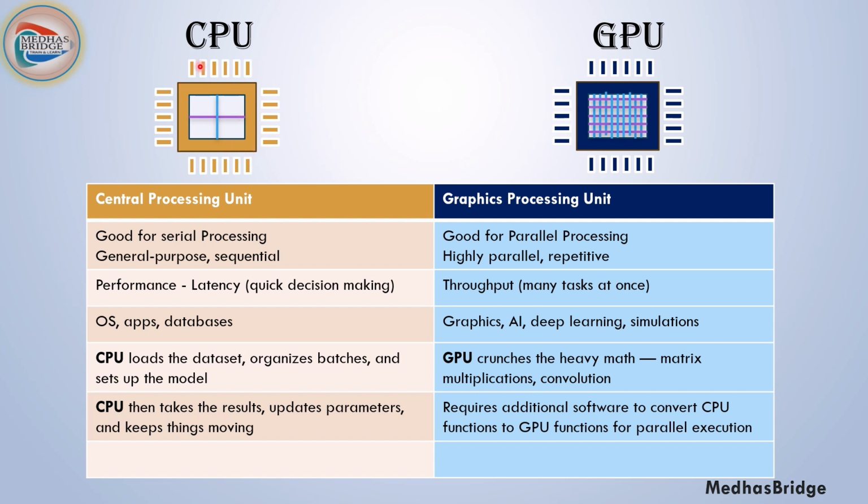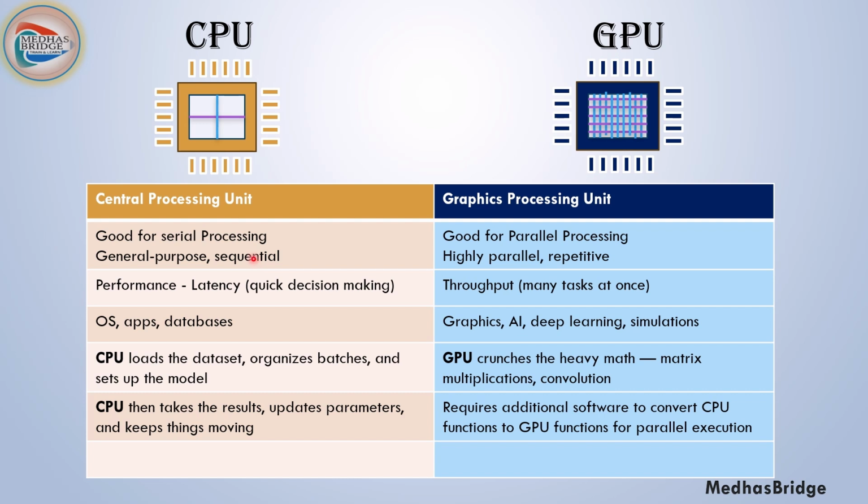In summary, CPU means central processing unit, GPU means graphics processing unit. CPU is good for serial processing, and GPU is good for parallel processing. CPUs do general purpose sequential execution, whereas the GPU is intended for graphics processing. Basically, with parallel processing, repetitive small tasks can be done in parallel. So throughput is many tasks at once, right? That means the throughput from the GPU is high.